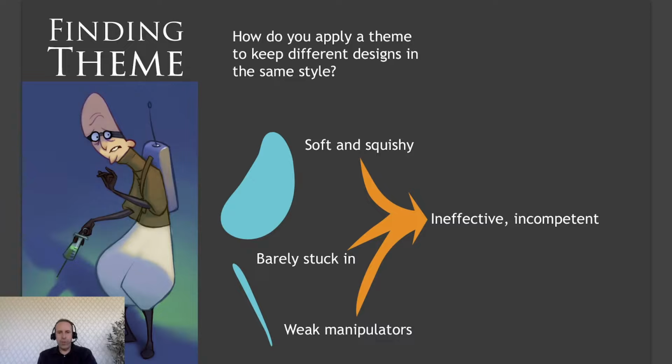So if that becomes our expanded theme, we're not just saying what motifs are there, but what ideas are sitting underneath those motifs. Why do those motifs exist in the design? So I'm going to plug those all in and say, all right, what if I were to take this motif and make a sentence, what's the sentence saying? In other words, what's the meaning of something soft and squishy with weak manipulators that are barely stuck in? What is that? Well, it's ineffective, is what it is, right? It's incompetent. That's the idea here.